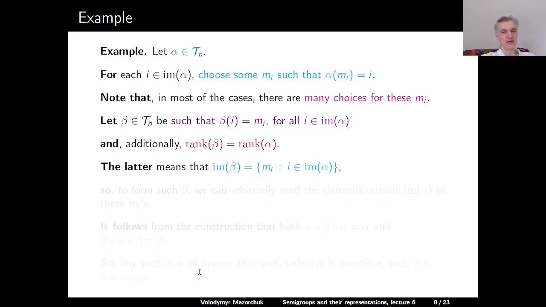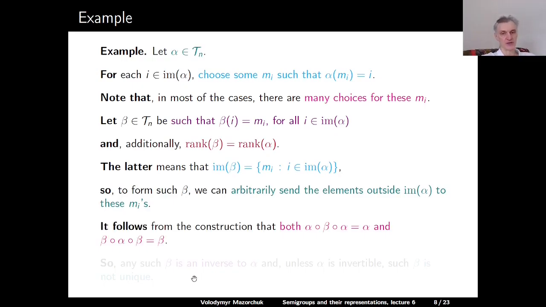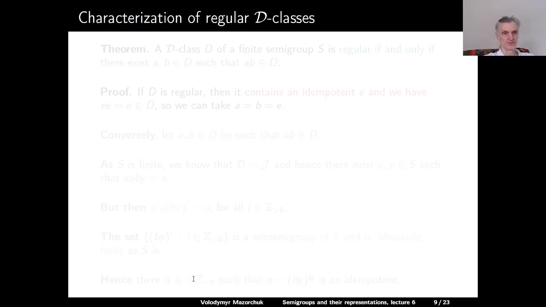And the latter means that the image of beta coincides with the set of our mi's. So outside the image of alpha, we can define beta arbitrarily with one caveat that all those elements should be sent to some of these mi's. So to form such beta, we arbitrarily send the elements outside image of alpha to these mi's. And directly from the construction, we will get that alpha after beta after alpha is alpha, and beta after alpha after beta is beta. So any such beta is an inverse to alpha, and unless alpha is an invertible element, this inverse beta is not unique, as we see from the construction.